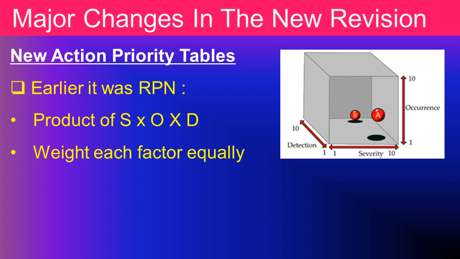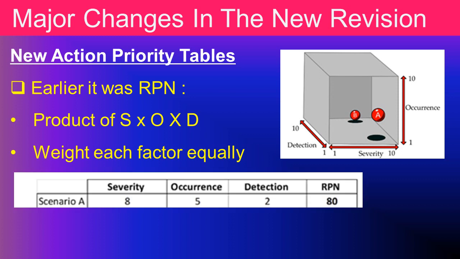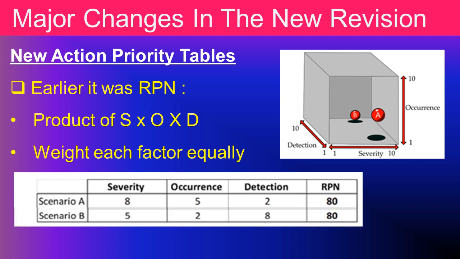Let's understand this with an example. In scenario A, we have severity as 8, occurrence as 5, and detection as 2, which gives us an RPN of 80. In scenario B, we have severity as 5, occurrence as 2, and detection as 8, which also gives us an RPN of 80. If you see, both have the same RPN, but the difference is in severity. So if you go by RPN, you will be misled in choosing which scenario needs to be prioritized.